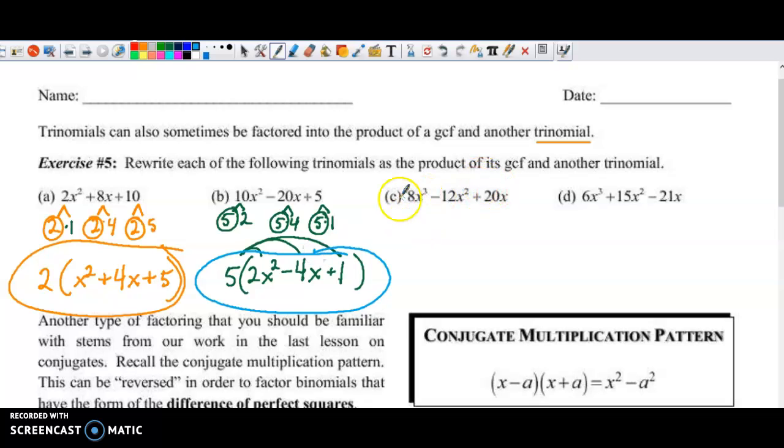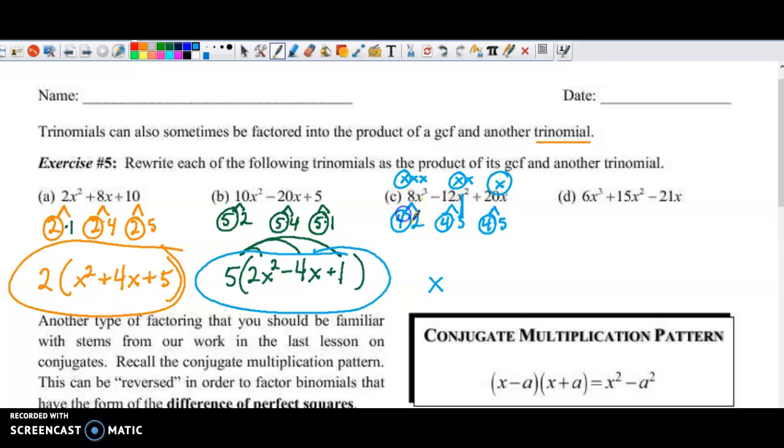Same thing with the next one, except the next one, if you notice, there are 3 x's here. There's 2 x's, and then there's 1 x. So we do have a common x to move in front as well. But then, besides that would be 4 times 2, 4 times 3, and then 4 times 5.